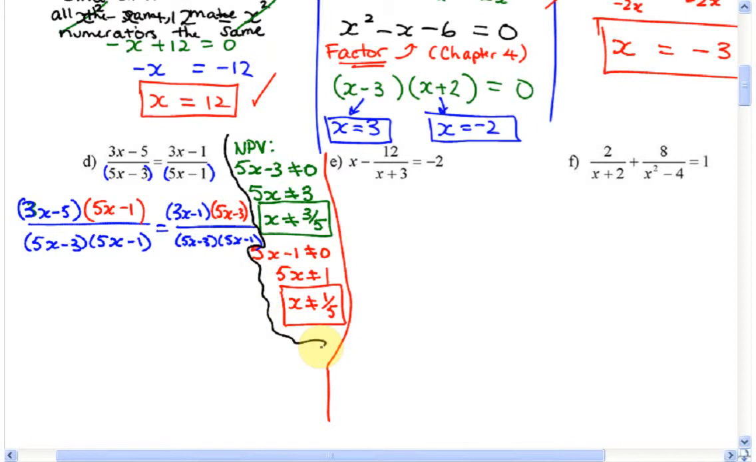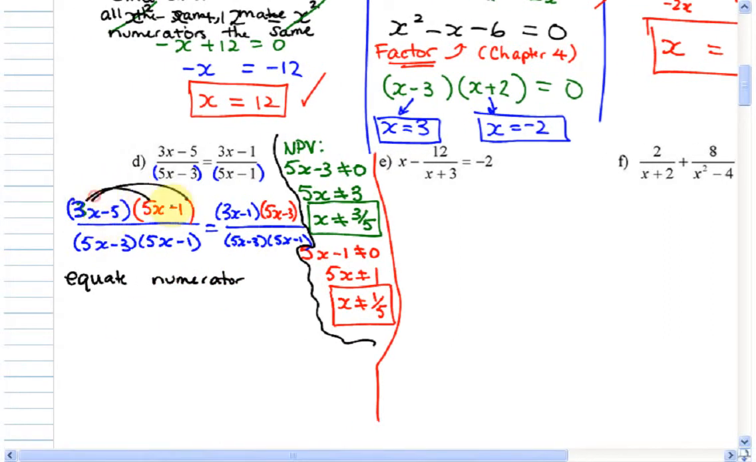Okay. So once you've done that, you found the common denominators. My next step is always to equate the numerators. So just go ahead and equate the numerators. And in this case, unfortunately, you're going to have to do some multiplication. Okay, so 3x times 5x is 15x squared. 3x times negative 1 is negative 3x. Negative 5 times 5x is negative 25x. Negative 5 times negative 1 is positive 5. Okay. And then please do the same thing with the other side here. So go ahead and try that, please.